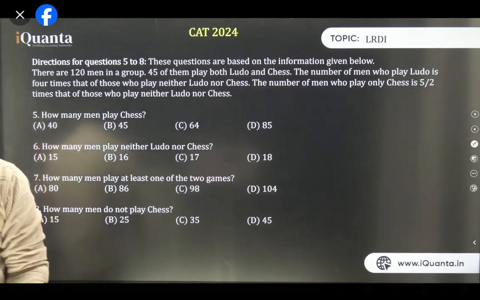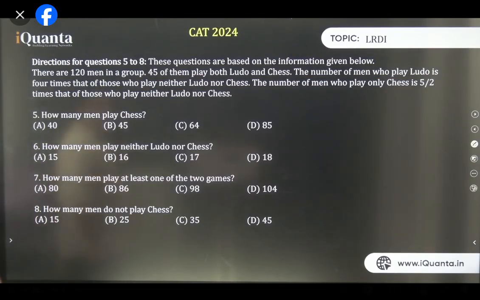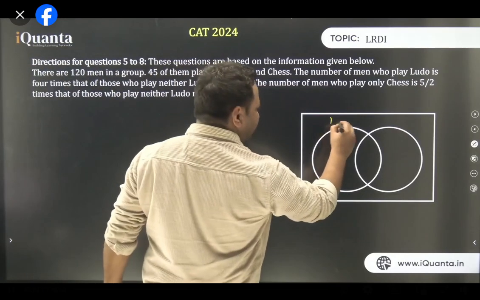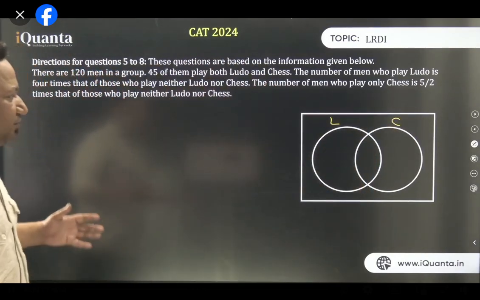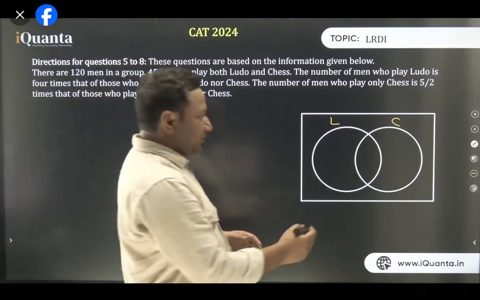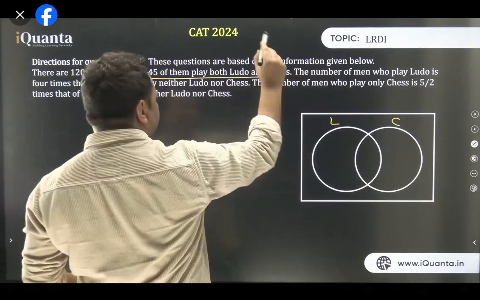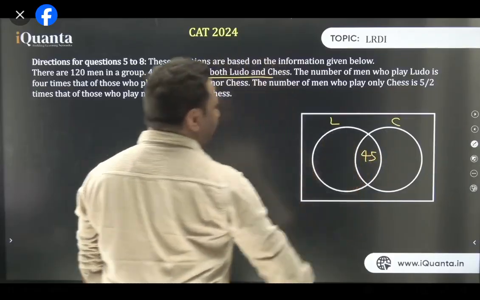So here we're discussing about 2 indoor sports, Ludo and chess. चलो मैं just slide change करूँगा. Let's do it over here. So this is Ludo and this is chess. We always try to fill the elements from inside out. First we'll try to fill this one, and then others. 45 of them play both Ludo and chess. Okay, our work becomes easy. Let's put 45 over here.